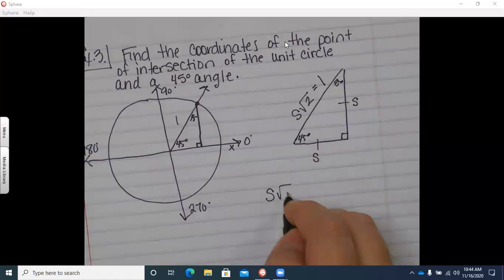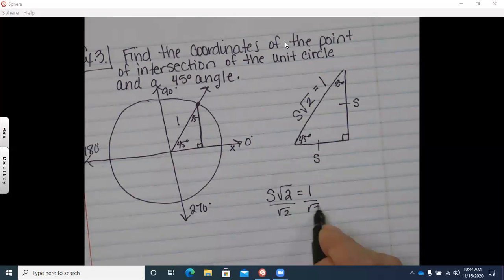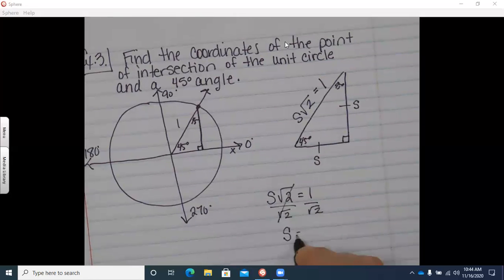I want to get S by itself, what would I do? Divide by the square root of 2. So square root of 2 divided by square root of 2 is 1. We just said it cancels. S equals 1 divided by the square root of 2.